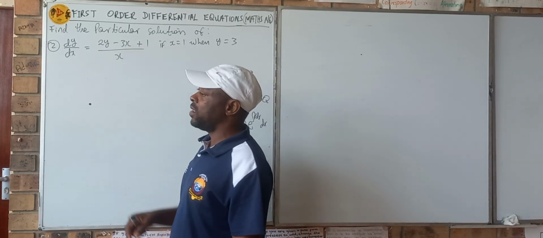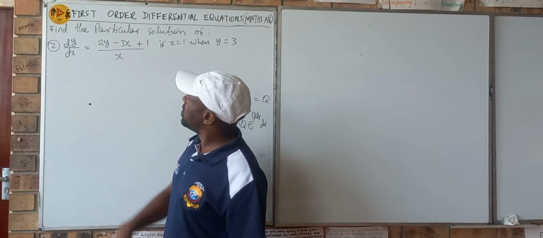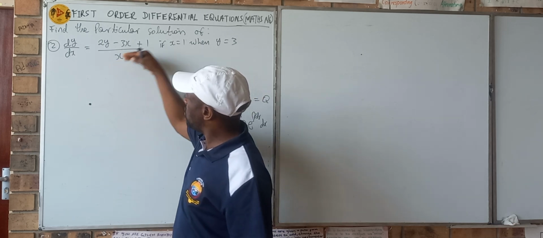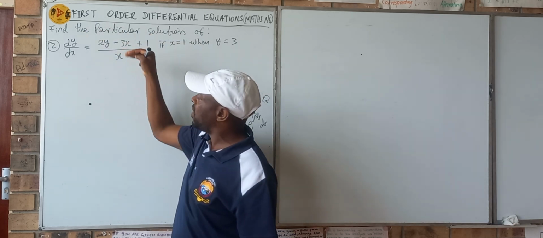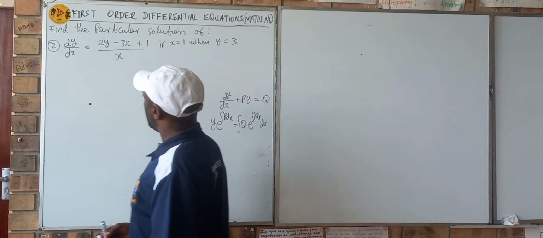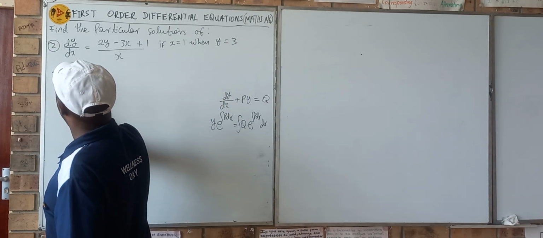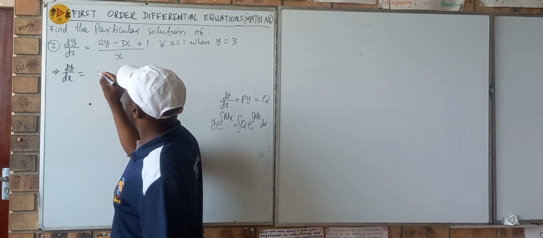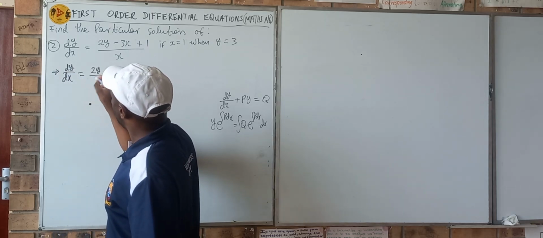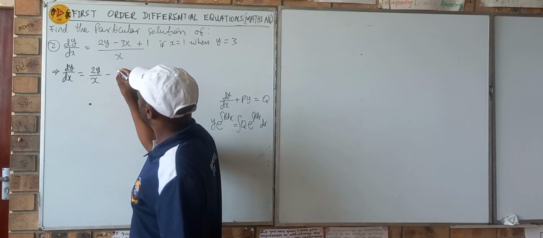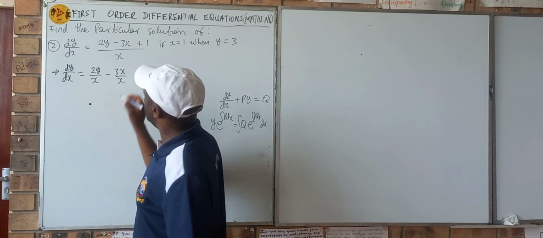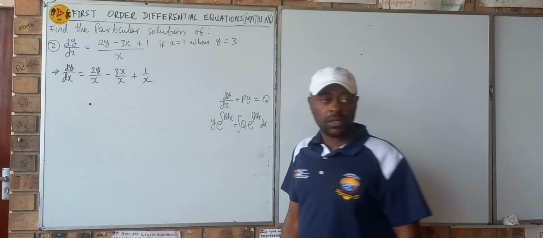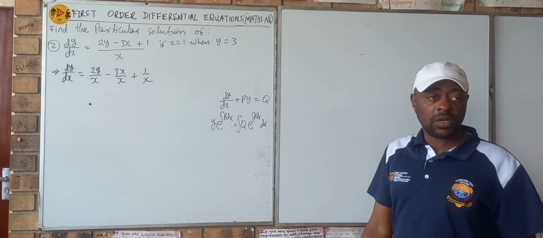Looking at the right hand side, we see that x is the LCD. So LCD means x, this x belongs to everyone up there. So we'll divide everyone by x. Doing so, I'll get dy/dx equals 2y over x minus 3x over x plus 1 over x. So in total I've got 3 terms on the right.